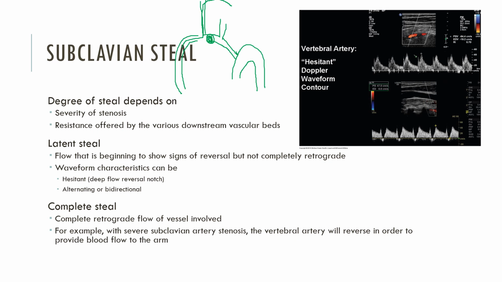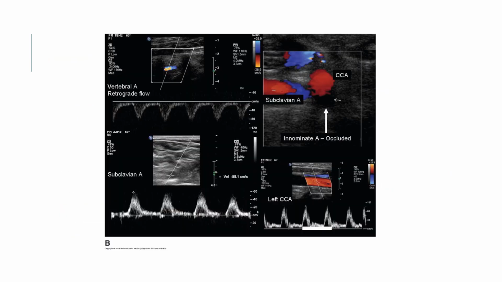Now, a complete steal is when we have the vessel and our flow is completely reversed and going to feed our arms. So that's the basics of our subclavian steal. It's something to be very familiar with because we really want to look for that vertebral flow in the right direction to rule this out. So here it is with our retrograde flow demonstrated in the vertebral. That would mean it's a complete steal.